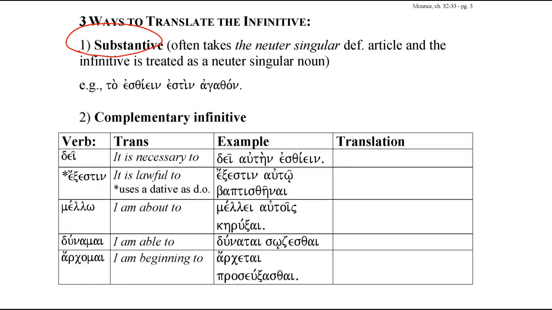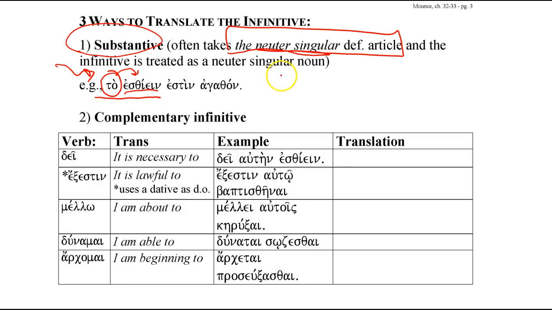And usually we get a good signal that a substantive use is how to translate the infinitive if the neuter singular definite article is used. So here, to esthien. Esthien means to eat. And then this to here, this article tells you, hey, treat this infinitive as if it's a noun, because definite articles modify nouns. So the to, this neuter singular definite article, signals to the reader that you are going to treat this infinitive as if it's a noun.